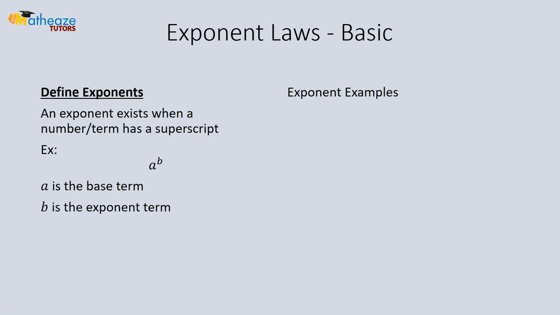So an exponent exists when a number or term has a superscript. So a superscript exists when you have the number above like that. So in this case, a is considered the base term and b is actually the exponent. So we can look at a few examples. 5 to the power of 3, that's an exponent. x to the power of 2, that's an exponent. b to the power of 6 is an exponent. y to the power of 4 is an exponent, and z to the power of 1/3, that's also an exponent.